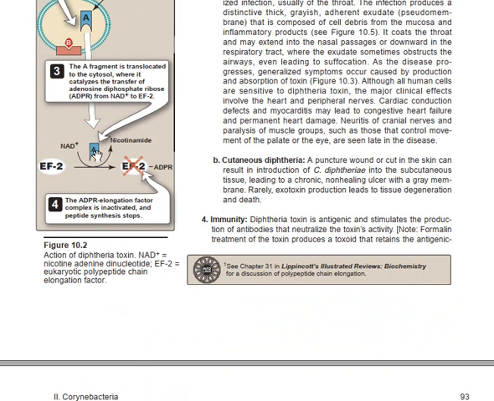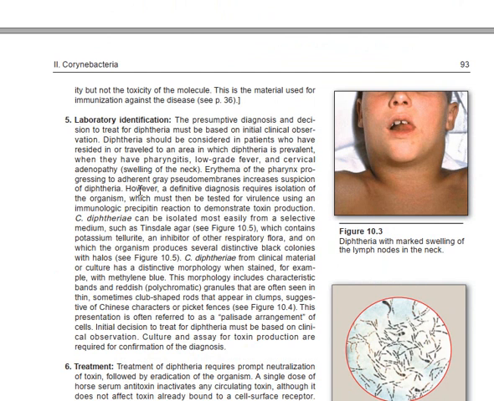The active fragment of the diphtheria toxin inhibits the formation of peptides in eukaryotic cells. When there is inhibition of peptide formation in eukaryotic cells, metabolism is inhibited, and when metabolism is inhibited, the cell eventually dies.